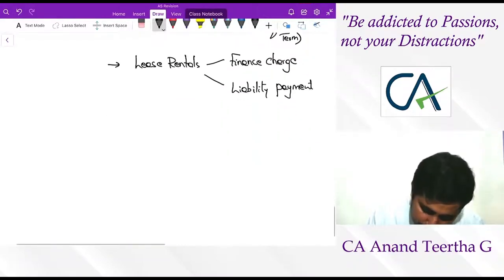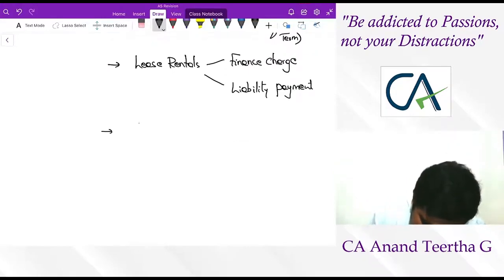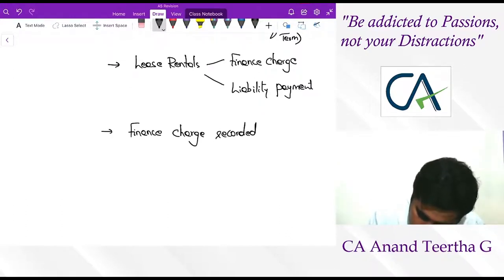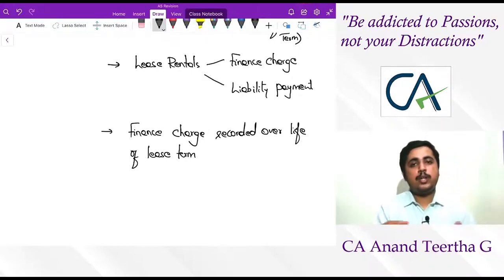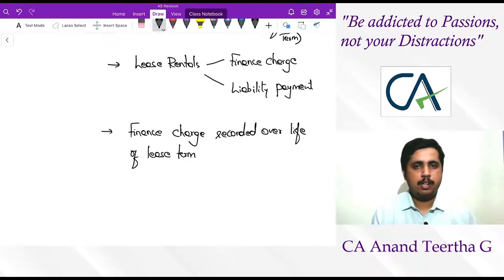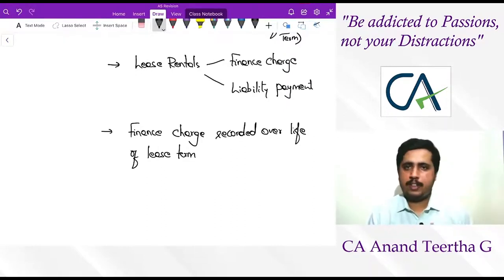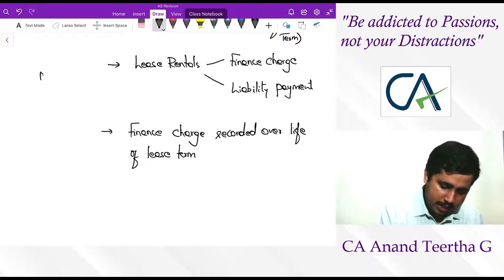Then next, finance charge is recorded over life of lease term. So over life of lease term, the total expense, if I have to give you an example, 10 lakh is the value of the asset. Okay, 10 lakh is the value of the asset. Lease rentals is 3 lakh for 4 years.